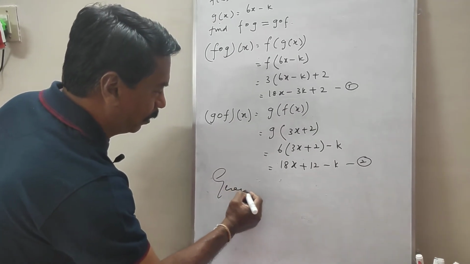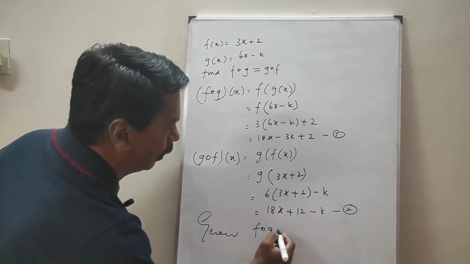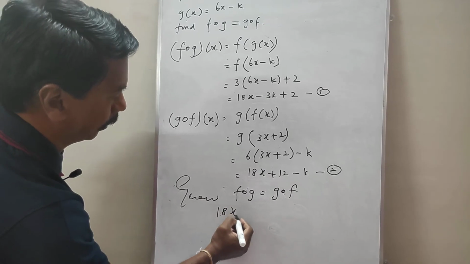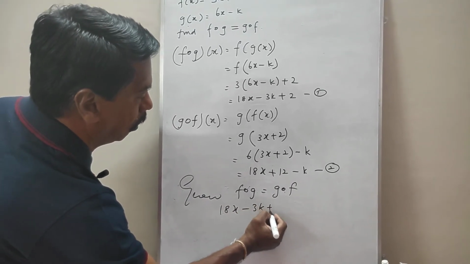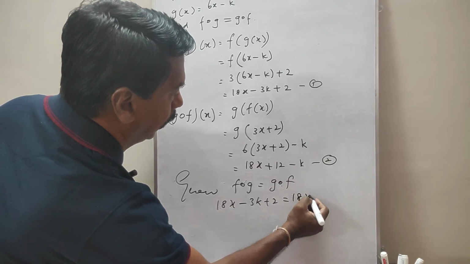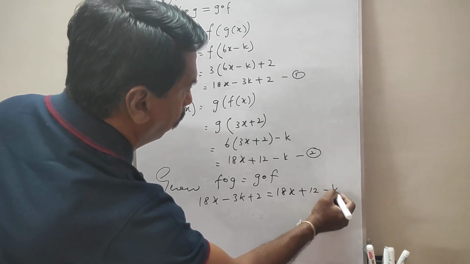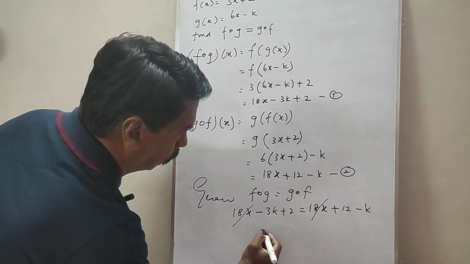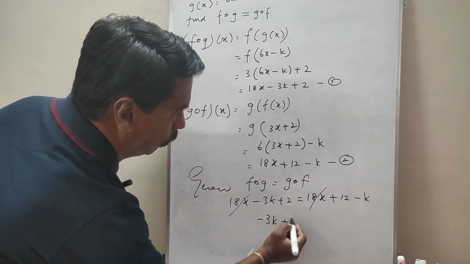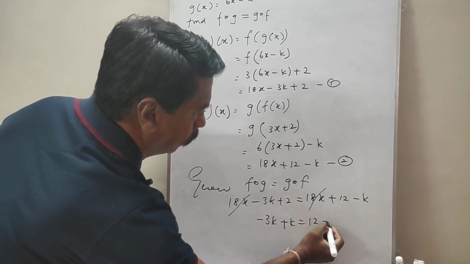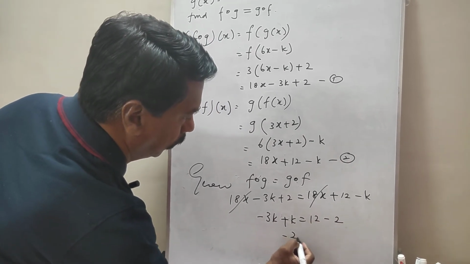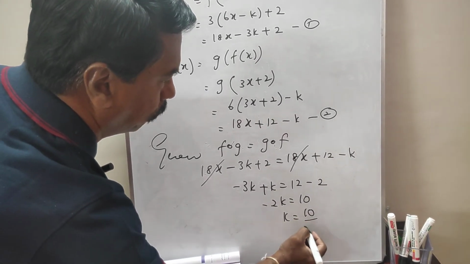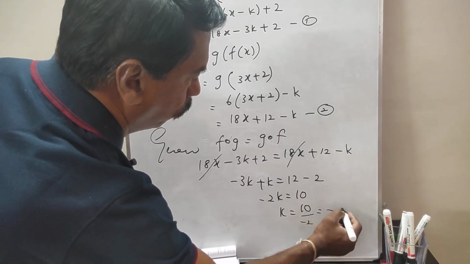What is given? f∘g is equal to g∘f. That is 18x minus 3k plus 2 is equal to 18x plus 12 minus k. Cancel 18x on both sides. You bring minus 3k, bring the k to this side, it is plus k. Take the 2 to the other side, it is 12 minus 2. This is minus 2k equal to 10, and k is equal to 10 divided by minus 2. That gives minus 5.